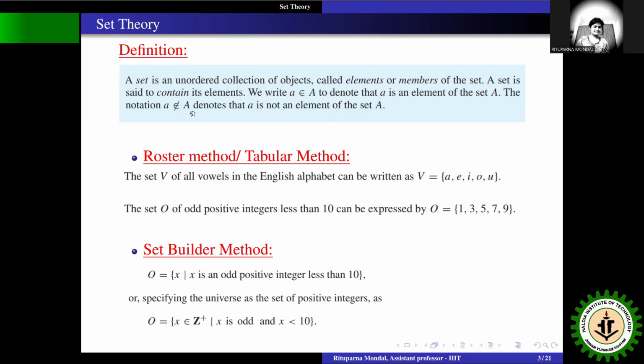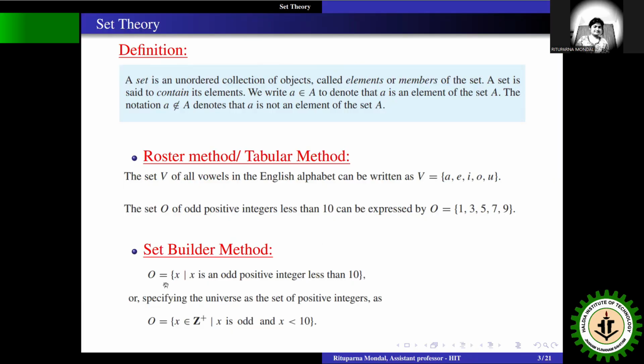Now, a set can be represented in set builder form or roster form. Usually, sets are represented in curly brackets. Here we have taken two sets V and U. All the elements are written in the curly brackets. In roster form, all the elements of a set are listed, and this one is the set builder method.